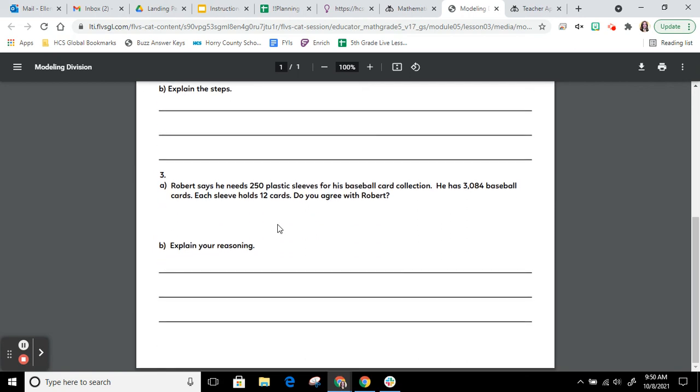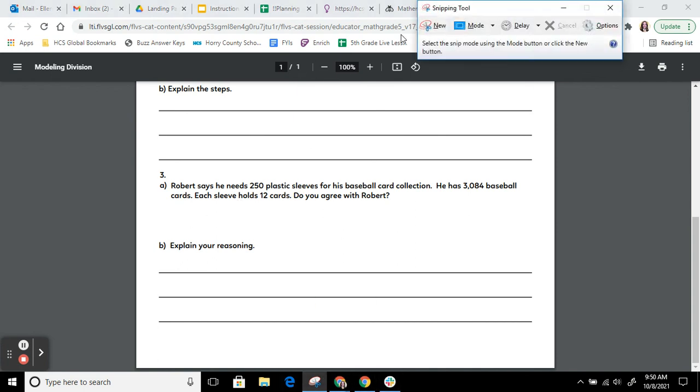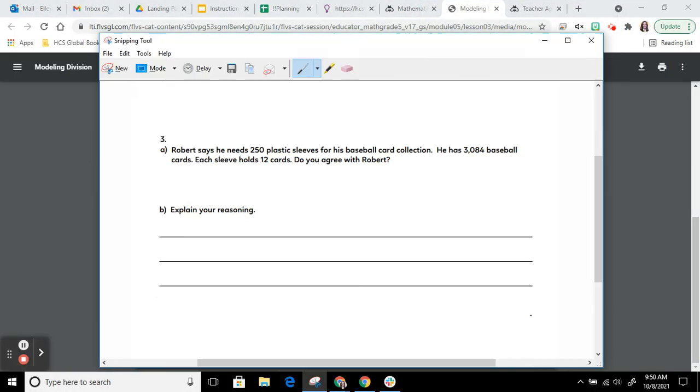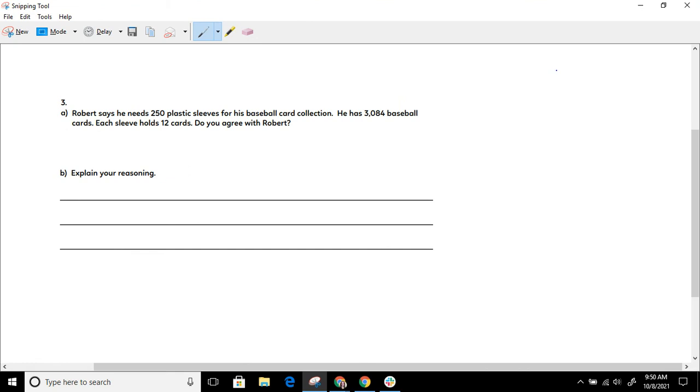Number 3A, Robert says he needs 250 plastic sleeves for his baseball card collection. He has 3,084 baseball cards. Each sleeve holds 12 cards. Do you agree with Robert? So what I'm going to do is I'm not going to solve this problem for you, but I'm going to set it up for you. This is a word problem and it's a little bit tricky. Sometimes word problems can be a little difficult.